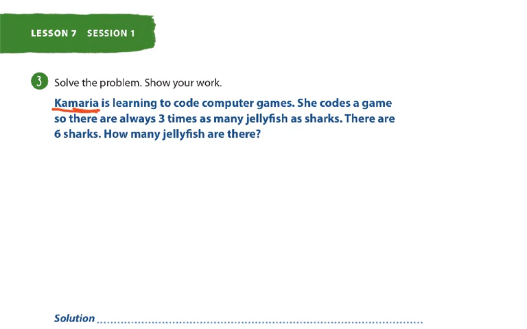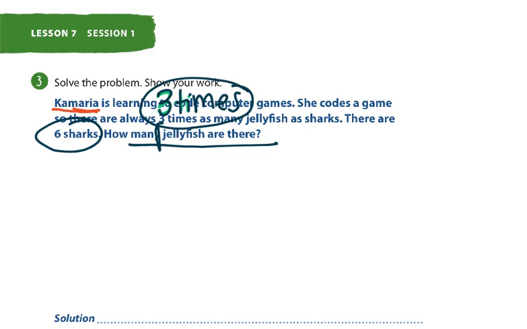All right, let's read. Camara is learning to code computer games. She codes a game so there are always 3 times as many jellyfish as sharks. There are 6 sharks. How many jellyfish are there? Draw the model. Before we do that, though, let's write out information and circle it using our cubes, which is to circle the number clues, underline the question, and box in what I'm going to label it as.